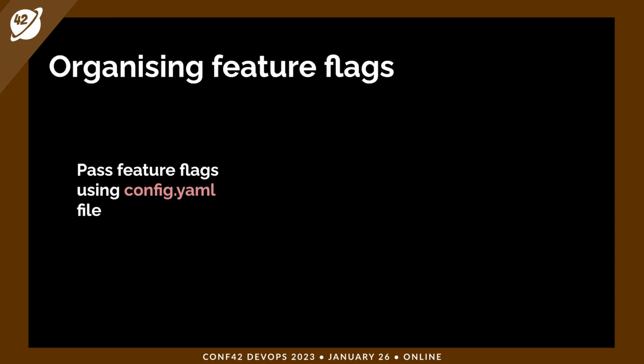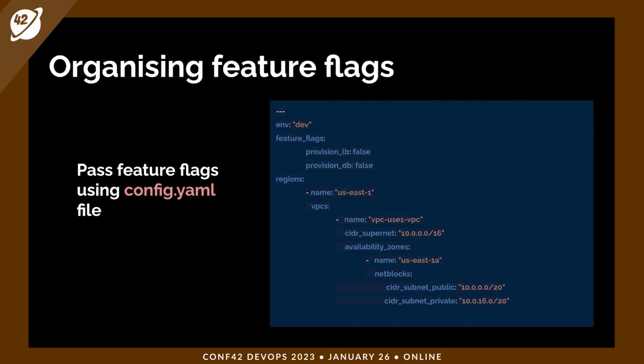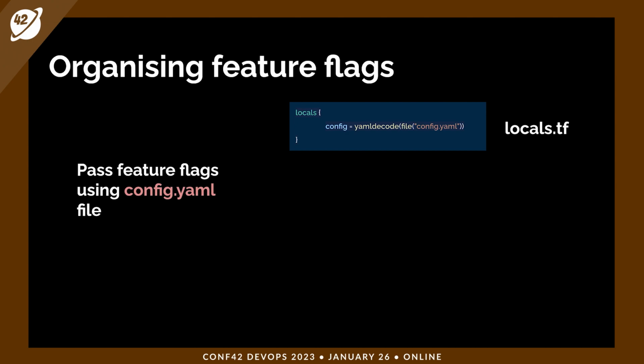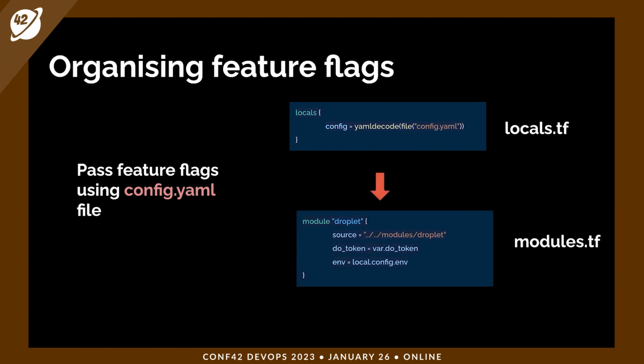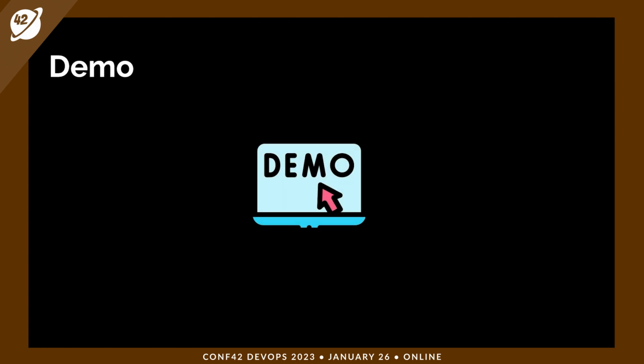Another way we can organize feature flags is using a configuration file. This is my personal favorite, as we can get complete information about the infrastructure without having to dig deep into variables or Terraform configuration files. Here we define variables in a configuration file and then load these variables into Terraform and use them as needed. It's kind of neat, right? Anyways, let's move on to the demo.